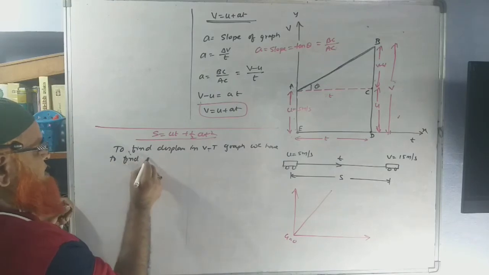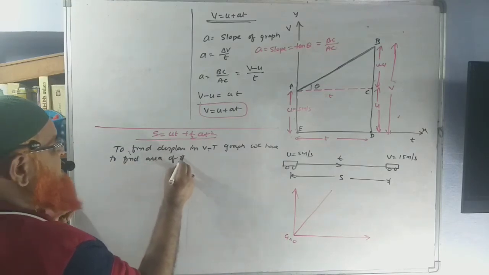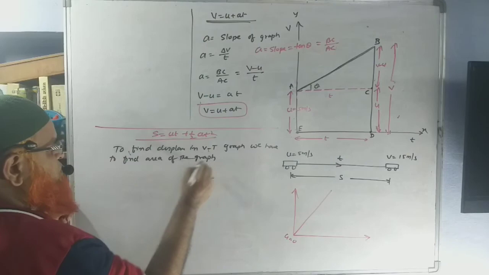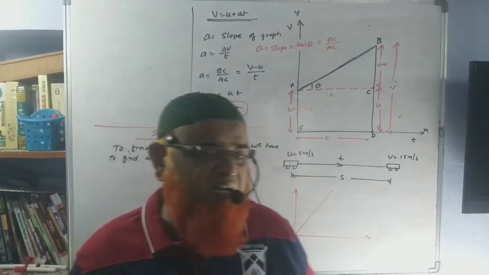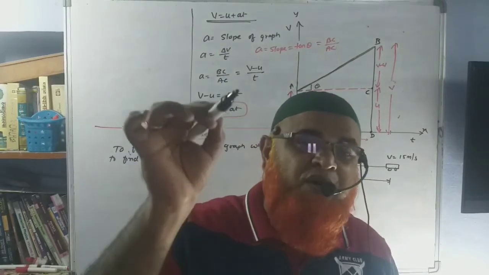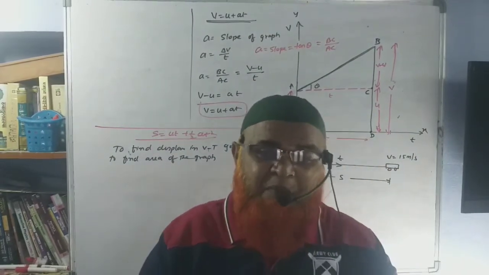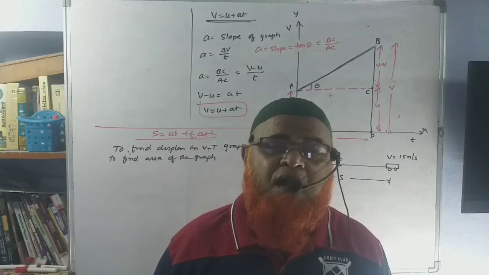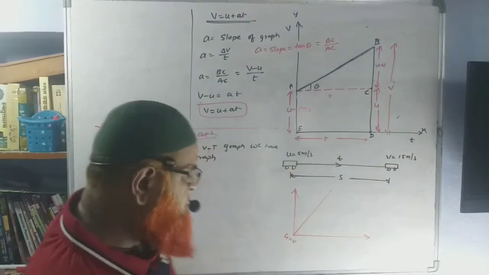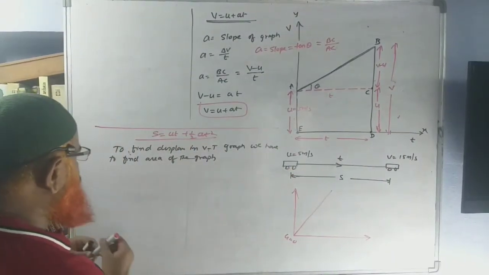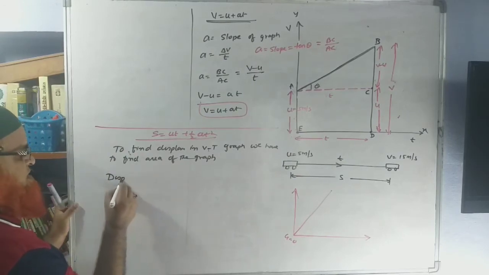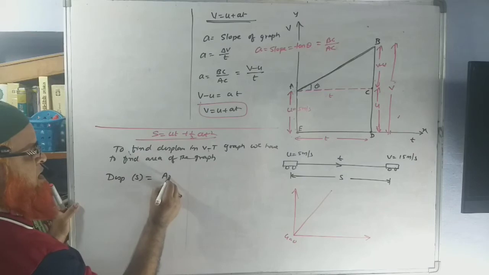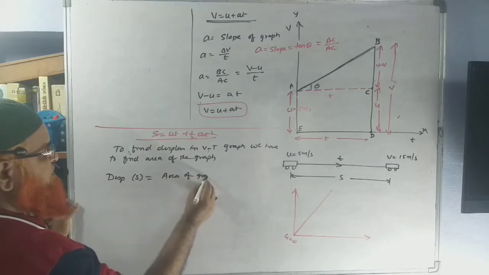to find the area of the graph. We need to find out the area of the graph here. If you find out the area of the graph, you get the displacement. Acceleration means you need to find out the slope. Displacement means you need to find out the area of the graph. So how are you going to find out the area of the graph here? Therefore displacement S is equal to the area of the graph.